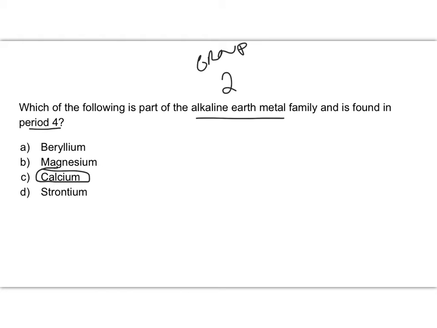Just be careful with that, because if you're not careful in counting the rows, you might think it was strontium. If you chose strontium, it's because you started counting with beryllium, which is actually in the 2nd row. The 1st row is just hydrogen and helium, so it's very easy to miss that, but just be careful when you're counting the rows that you know exactly what row you're looking at.